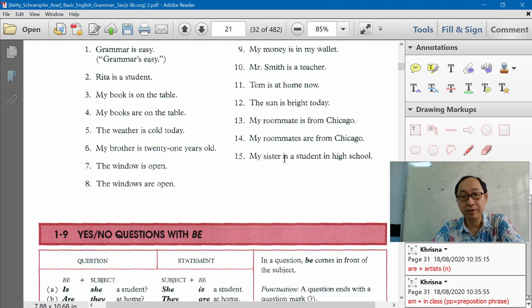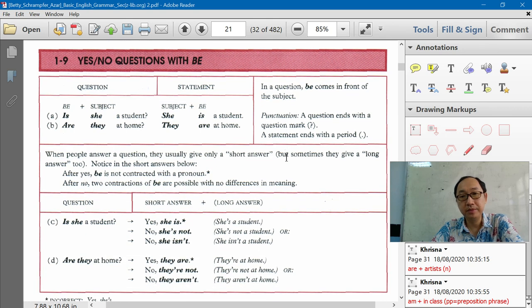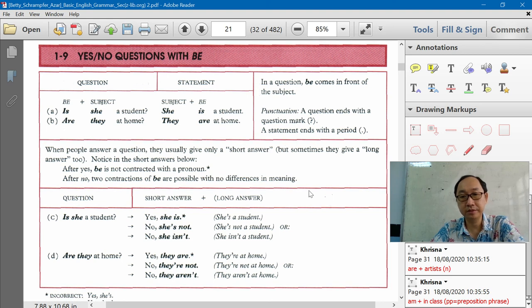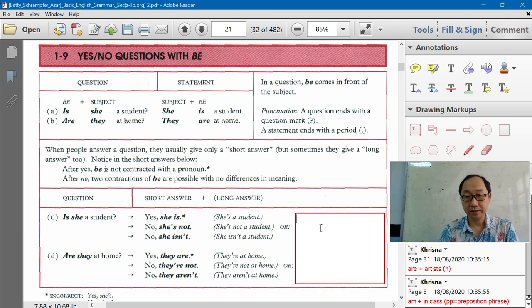Okay, here we go. This is called grammar. And there are no questions with be. So we have a positive sentence, negative sentence, and questions. Let me write down sentences. Positive sentence. We have negative sentence, we can say negative verb. And then questions.